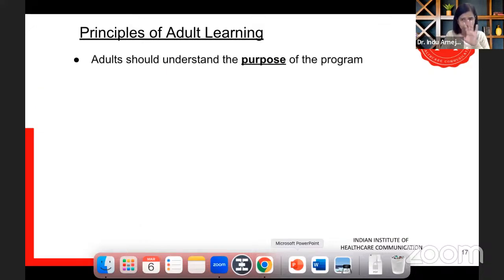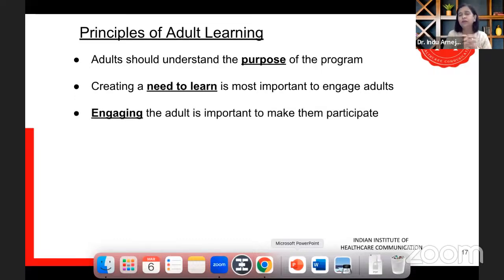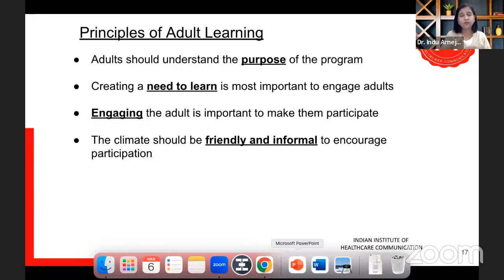So keeping these in mind when you're designing and delivering your program, please make sure that you talk about the purpose of the program and how they are going to benefit. Creating a need to learn is very important. Why should they learn, how will they benefit? If you bring that up, they will be engaged. Make sure that you engage them by making them share their experience, and create a friendly and informal environment and climate. Otherwise, they will not open up. They will be skeptical, disengaged, not interested, or they may even go back.